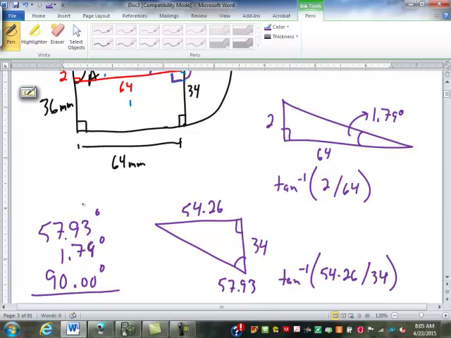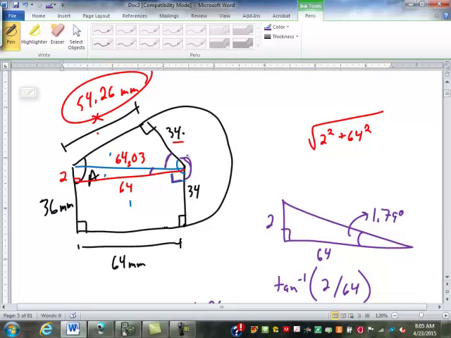We're going to add those up and subtract from 360. It'll give us this angle. And now we've just got that sector of a circle with that angle. This triangle here, we've got the 34 times the 54.26 divided by 2. This triangle here, 2 times 64 divided by 2. And then we've got a 34 by 64 rectangle.